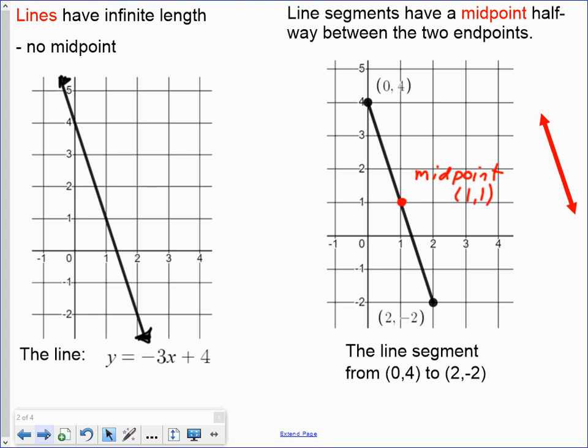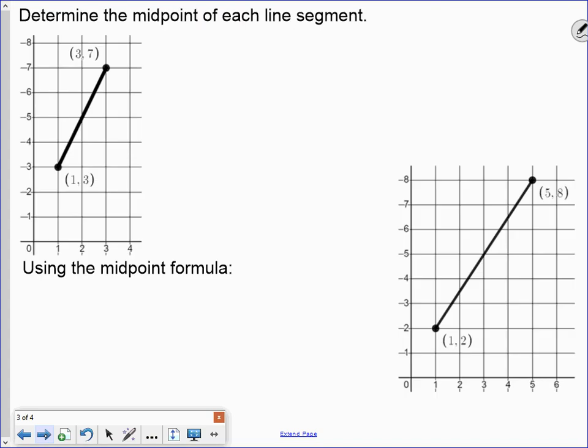Okay, why is this our midpoint? Because the distance from 0, 4 to that midpoint and the distance from that midpoint to the point 2, negative 2, the other endpoint, are exactly the same. So it divides that line in half. So we want to be able to determine the midpoint of these line segments. If you're given a graph, you can often just look at the graph and figure out, okay, where's that midpoint going to be? And our midpoint for this first line here is going to be right here. It's going to be the point 2, negative 5.